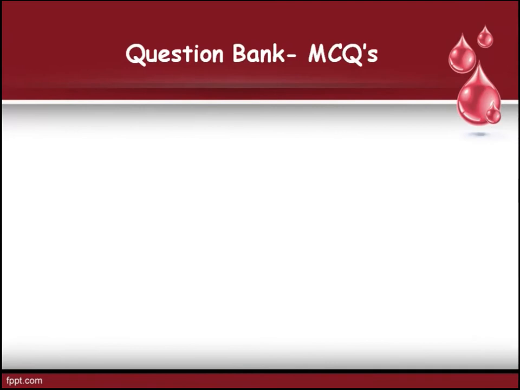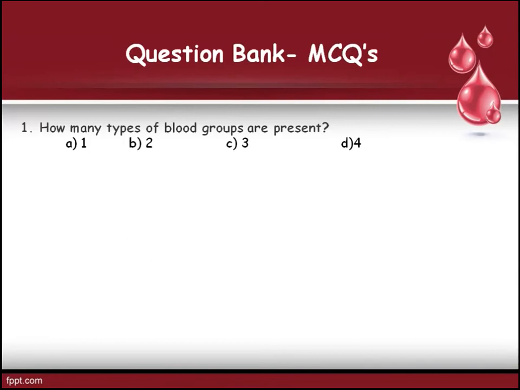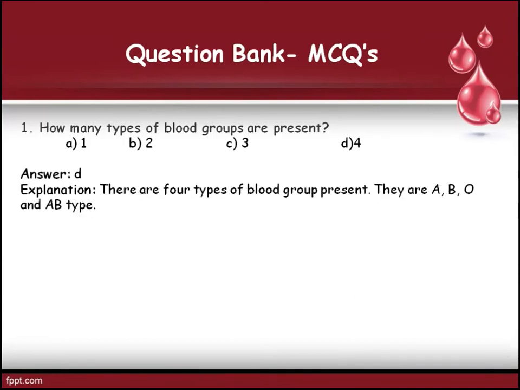Next is question bank, in that the MCQs. How many types of blood group are present? Answer is D, 4. Explanation, there are 4 types of blood group present. They are A, B, O and AB type.